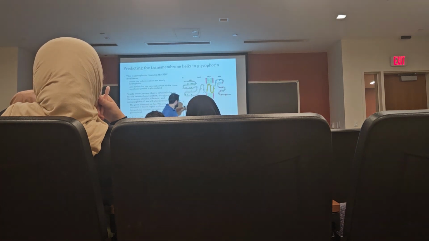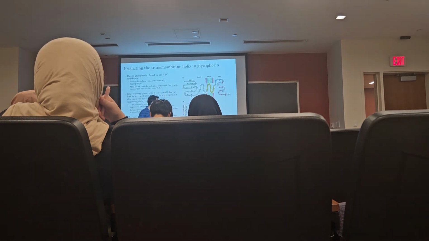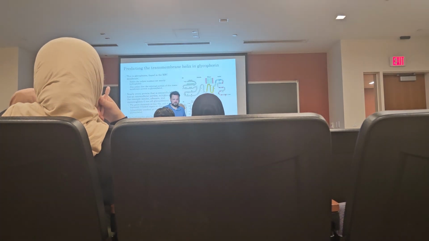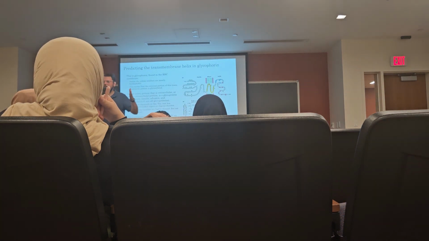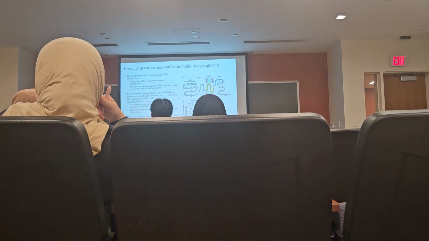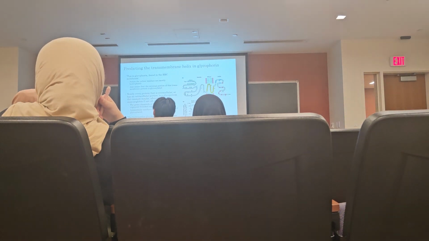Empirically, what we observe is that once we reach a criterion level or a threshold of about 84 kilojoules per mole, right? If a 20 residue long window has that hydropathy index, that's likely to be a transmembrane helix.